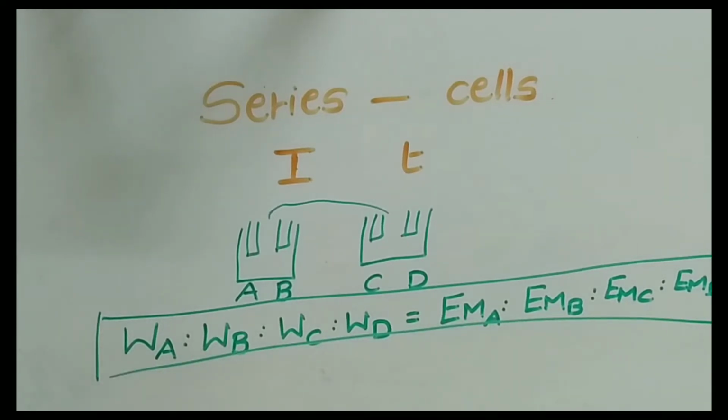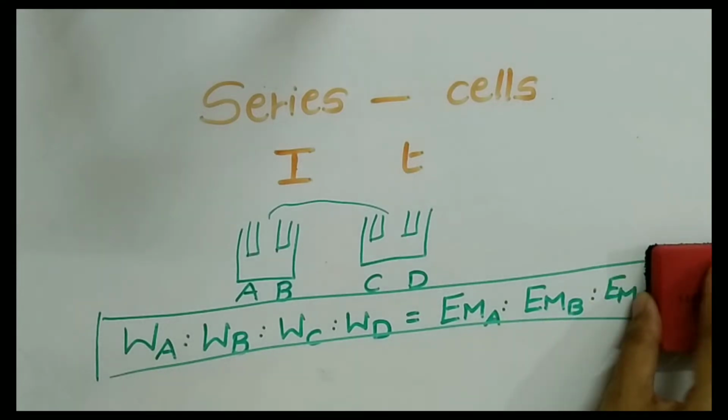The cells are connected in series, so the current flowing and the time taken is same. And the weight of the products formed is proportional to the equivalent mass of the products. Hope it is clear to you. So let's prove this, how this Faraday's law, the statement or the expression, is written.